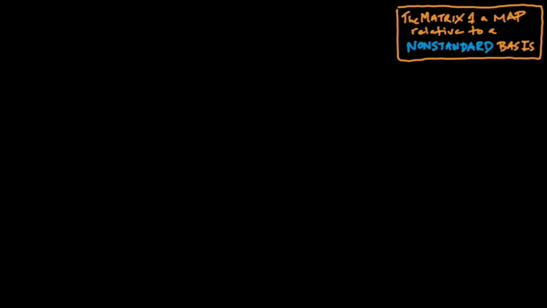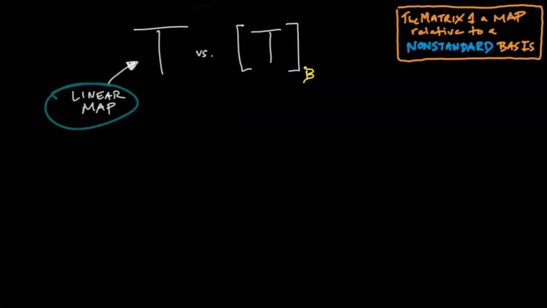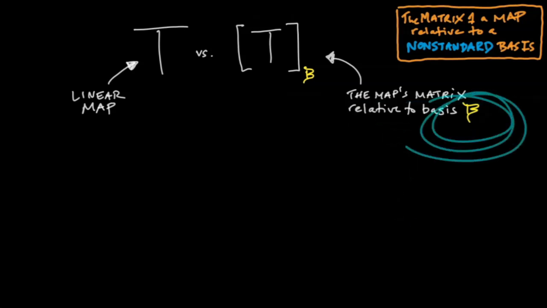And so just as we had to make a distinction between a vector, the thing in and of itself, and the coordinates of a vector relative to some basis, we're going to do the same with linear transformations. The idea that distinguishes these things is that on the one hand, we have the linear map itself, a geometric action that takes place whether or not we are observing it, whether or not we are describing it. And then on the other hand, we have the map's matrix relative to some particular basis.